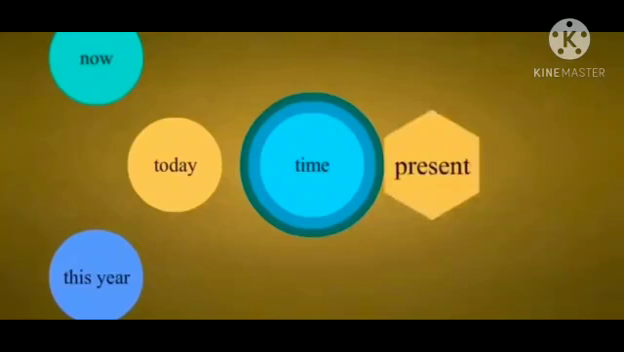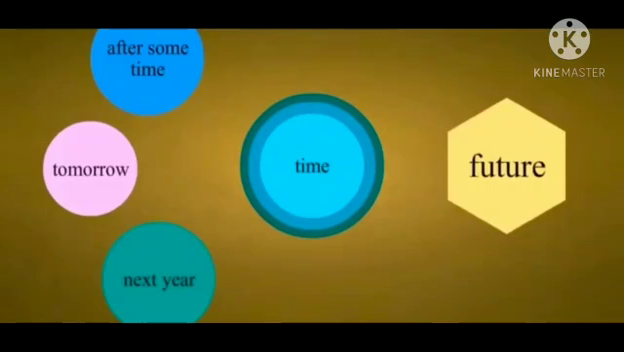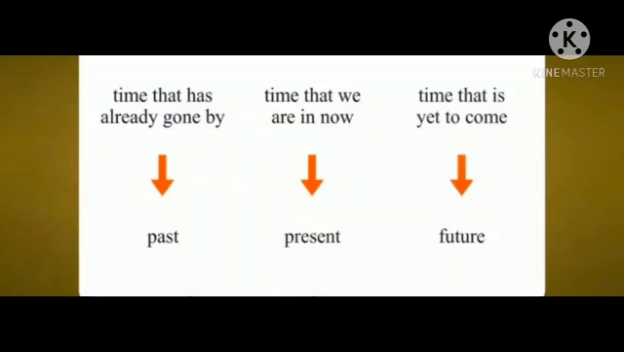Today and this year are terms that indicate the present. Some time ago, yesterday, and last year are terms that indicate the past. After some time, tomorrow and next year are words that indicate the future. The time that has already gone by is the past. The time we are in now is the present. The time that is yet to come is the future.